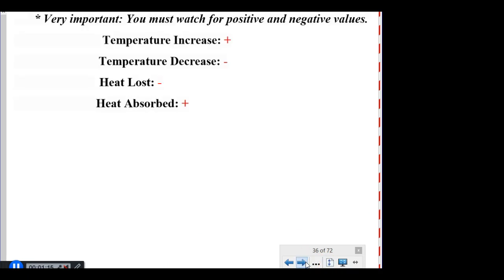When we do this section, it is really important that you watch your signs, because positive and negative can be on two different things when we do this next mathematical formula. The positive and negative can show up on the temperature. So if it talks about temperature increasing, it's going to be a positive value. If it talks about temperature decreasing, it's going to be a negative value. The questions are also going to talk about heat loss and heat gain, which means that Q can be a negative or a positive value.